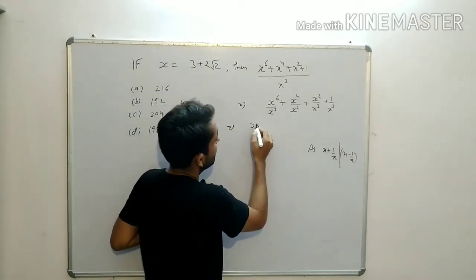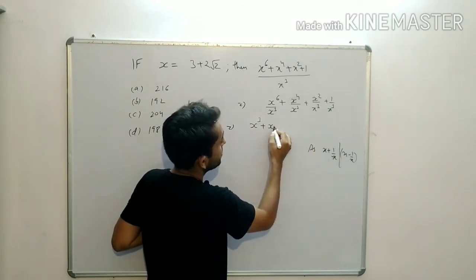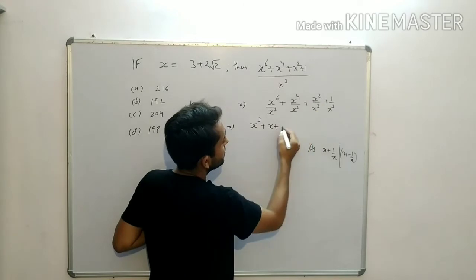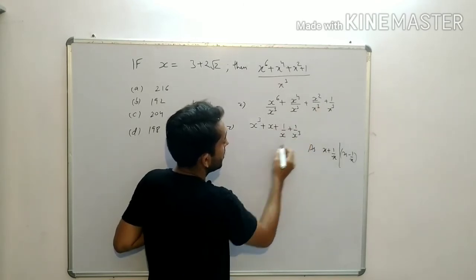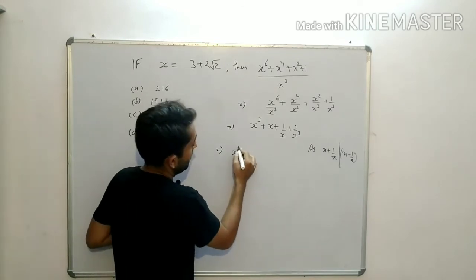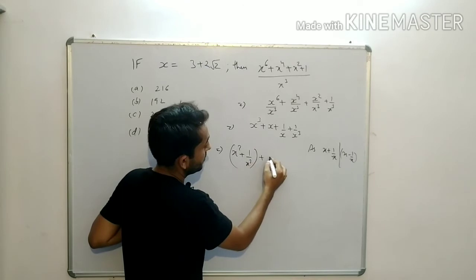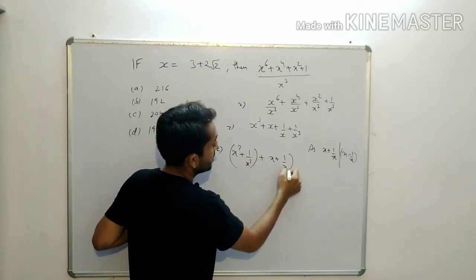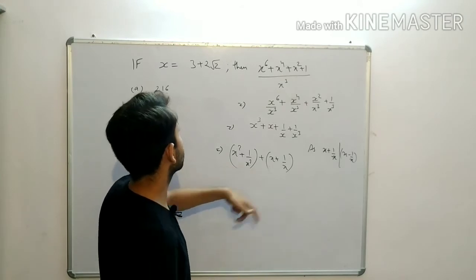This becomes x cube, this becomes x, this becomes 1 by x, and this is 1 by x cube. Combine x cube and 1 by x cube, and x plus 1 by x. So we have to find out this expression.